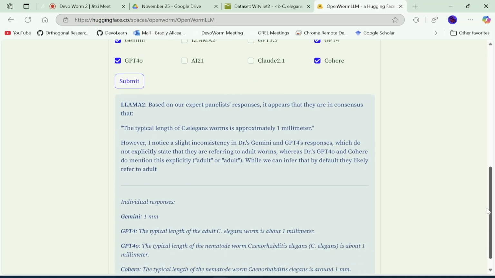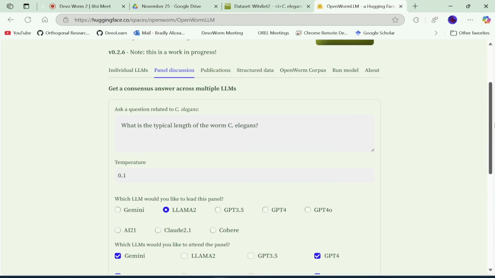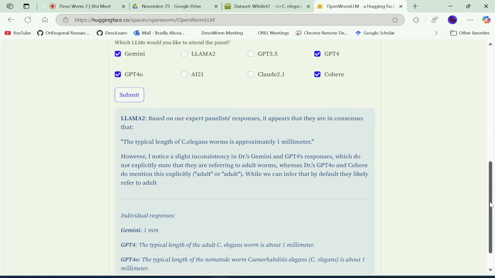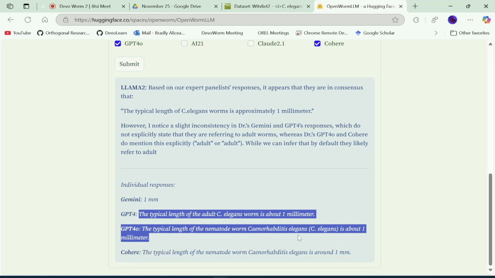Okay, so it gives me a number of answers. Llama 2 says, based on our expert panelist responses, it appears they are in consensus that the typical length of C. elegans worms is approximately 1 millimeter. I don't know how that relates to our question here. The typical length of the worm C. elegans. So this is the question they're trying to answer. However, I notice a slight inconsistency in Dr. Gemini's and GPT-4's responses, which do not explicitly state they're referring to adult worms. So there's a lot of semantics and semantic guessing here, which is typical of a large language model.